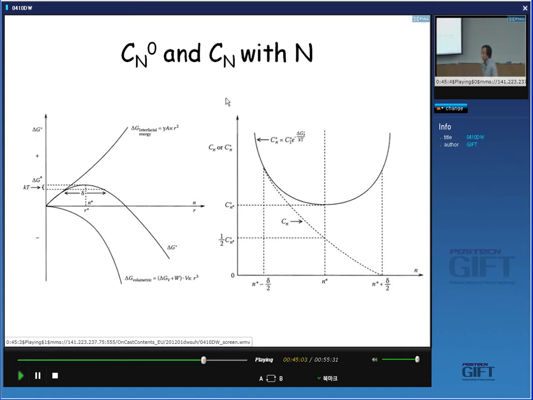If I say the conclusion first, the distribution of Cn naught is given by this solid line. And here Cn naught is C1 naught times exponential of minus delta Gn naught divided by kT. Gn naught is the activation energy, the free energy to form the cluster with n atoms.